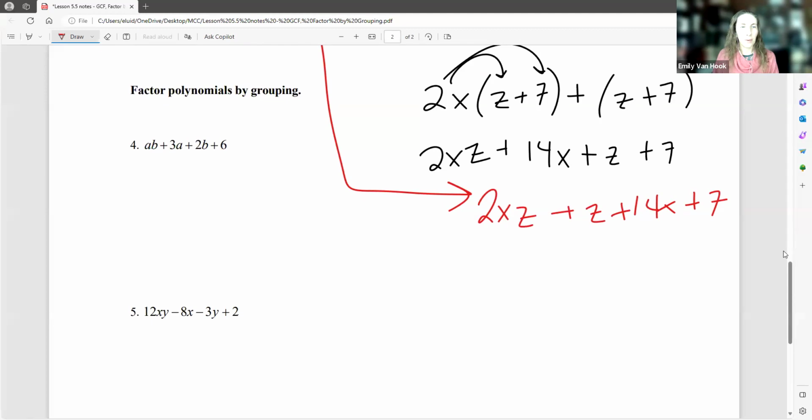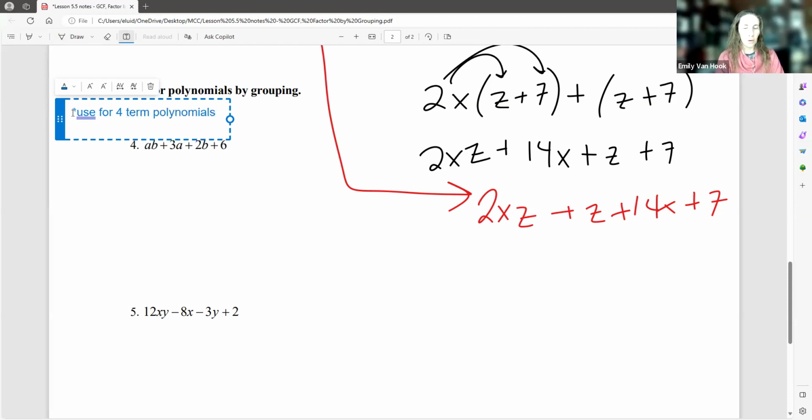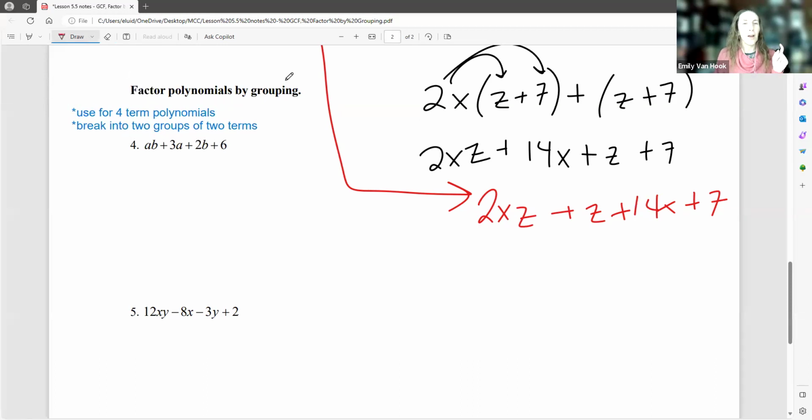Okay, so we have two examples coming up here. Please notice that both of these examples have 4 terms. So some notes about factoring by grouping. We use this for 4-term polynomials. We're going to be breaking your 4 terms into 2 groups of 2 terms each. Then we'll go from there. So this is our general plan, and then I'll just show you after that. So for factoring by grouping, we use this when we have 4-term polynomials. The way we're going to start is by breaking into 2 groups of 2 terms.